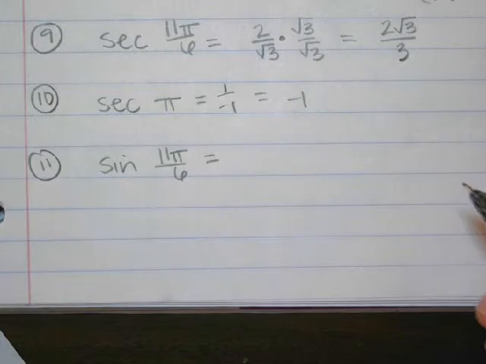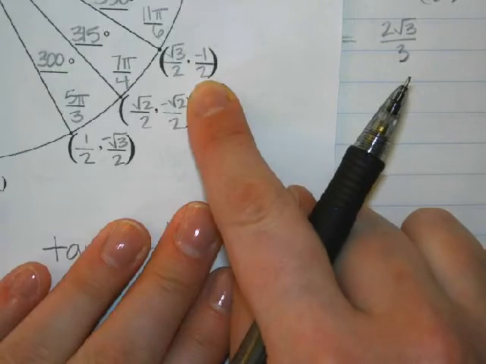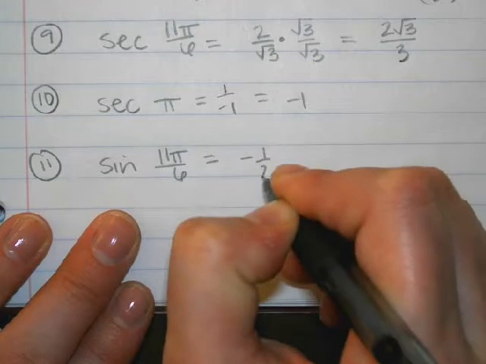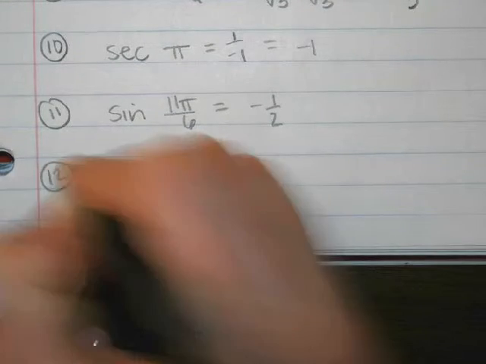So if we look at 11 pi over 6 and we look at the y-coordinate for sine, we can see that the y-coordinate is -1/2. So it is -1/2.